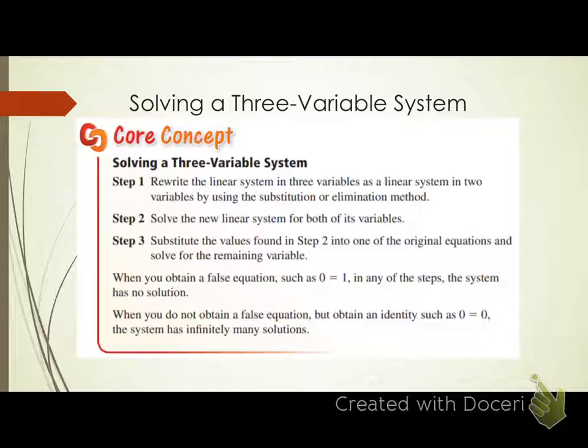Step two, once I get it as a system in two variables, I want to go ahead and solve that new linear system for both of the variables that are left. So if I get it to a system that has the variables x and z in it, I want to solve for x and z first.